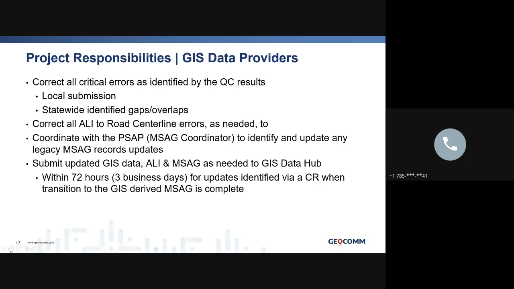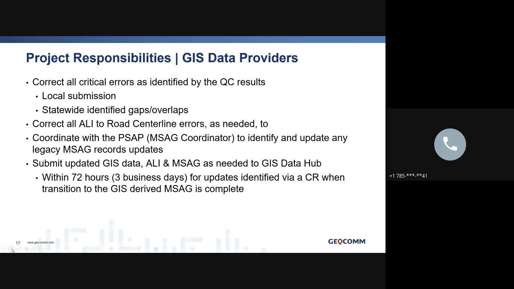Again, as Melissa mentioned, the address points will be used first and the road center line second. So for all of those that are falling out in the road center lines, if you make sure that those are in the address points, you should be good to go. You will need to coordinate with the PSAP MSAG community coordinator to identify and update any legacy MSAG records, those that are kind of hanging out there that need to be corrected in order for you to meet the benchmarks. And then again, submit the GIS data, alley, and MSAG as needed to GIS Data Hub.